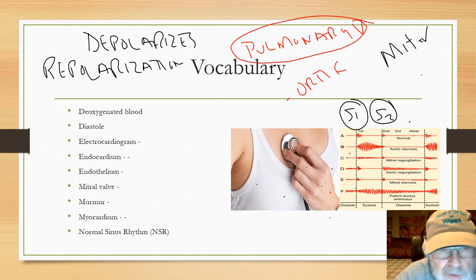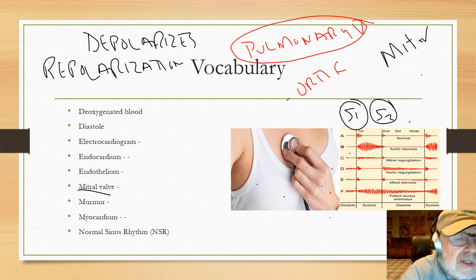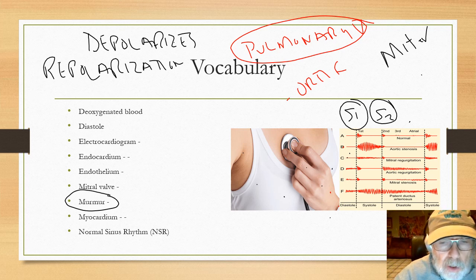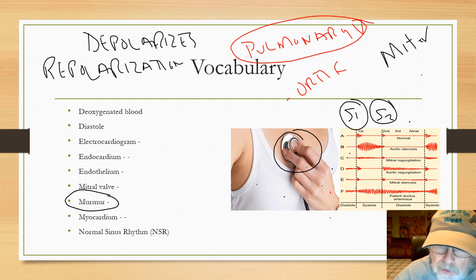What happens if there's a problem with the blood flow, either because a valve doesn't work right or something, it creates an abnormal sound, and that abnormal sound is called a murmur when they listen with a stethoscope. So if somebody has, let's say, a mitral valve that doesn't close, it's a very common thing. It's called mitral insufficiency or mitral regurgitation.